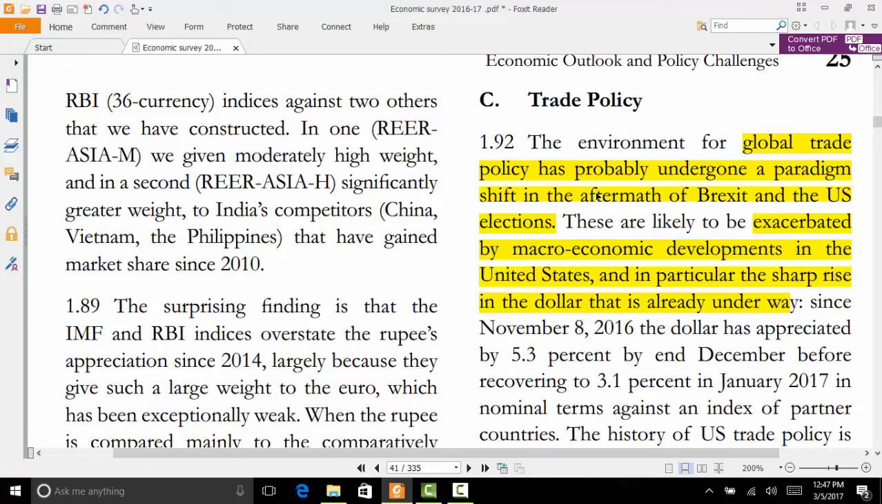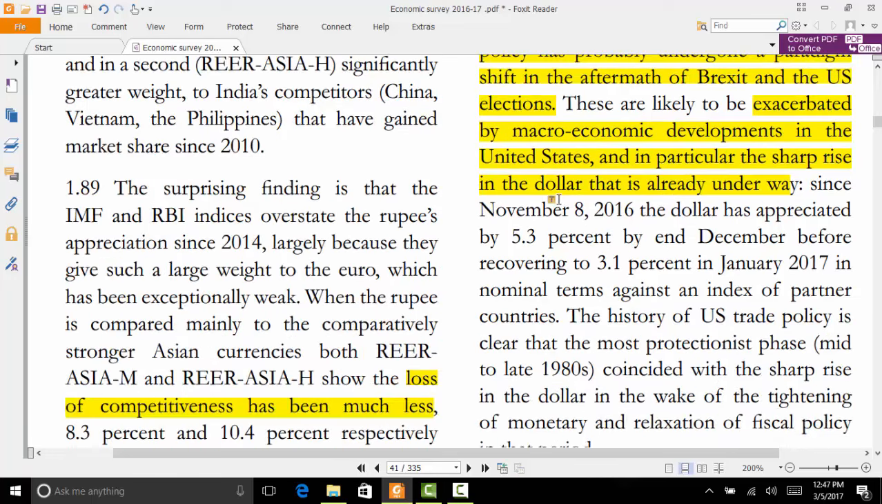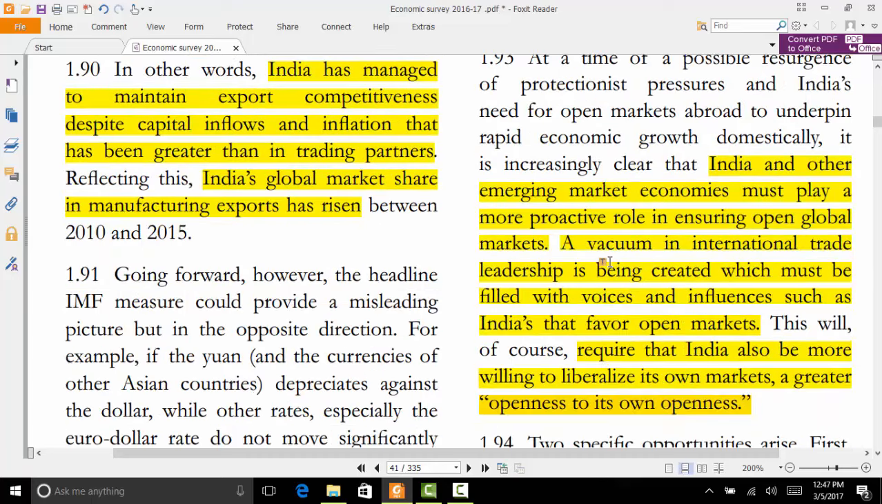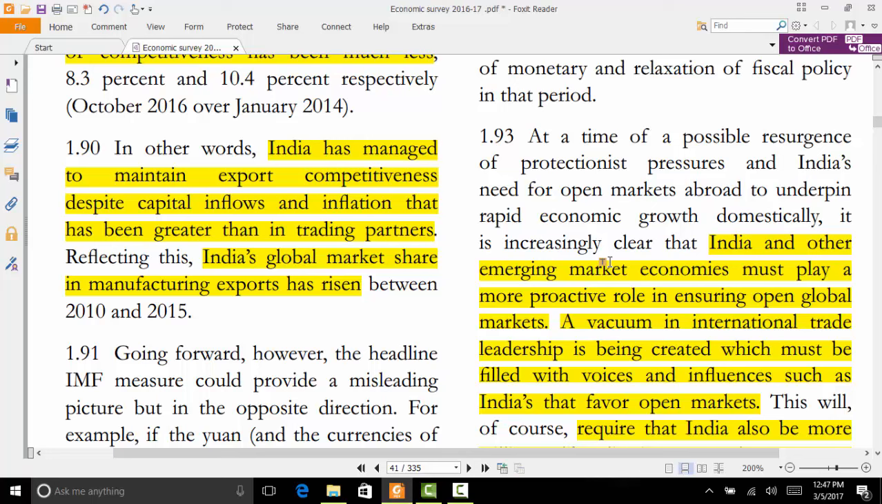In the trade policy, global trade policy, they have again brought the instances of Brexit, US elections. So how they have led to sharp rise in the dollar. So the survey proposed that India and other emerging economies, they should now take the leadership role of globalization, because now once US leaving that particular role, UK going away, right? Now that particular seat becomes vacant, where some countries need to pursue the goal of globalization. Now India's benefit and other emerging economies' benefit lies in where? Lies in the globalization.